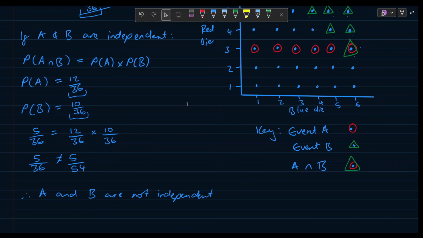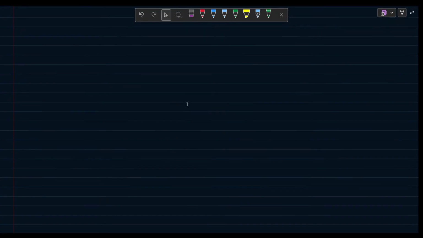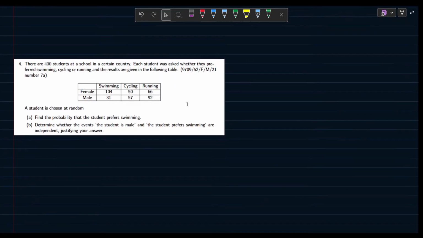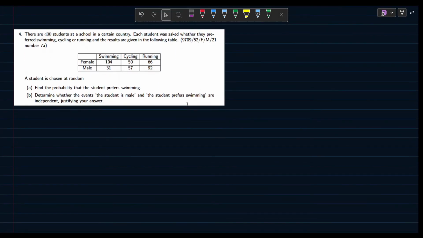Let's look at one last example of a different style question on independent events. We're given that there are 400 students at a school in a certain country. Each student was asked whether they preferred swimming, cycling, or running, and the results are given in the following table. Alright, a student is chosen at random. Part A, find the probability that the student prefers swimming.